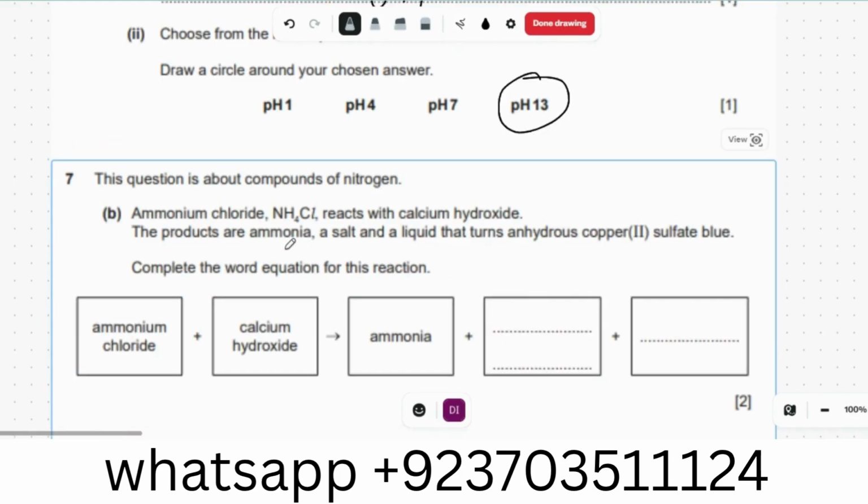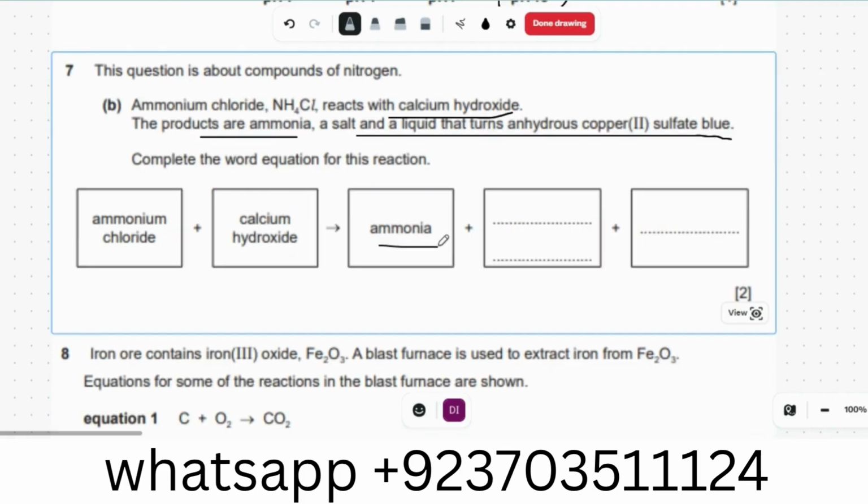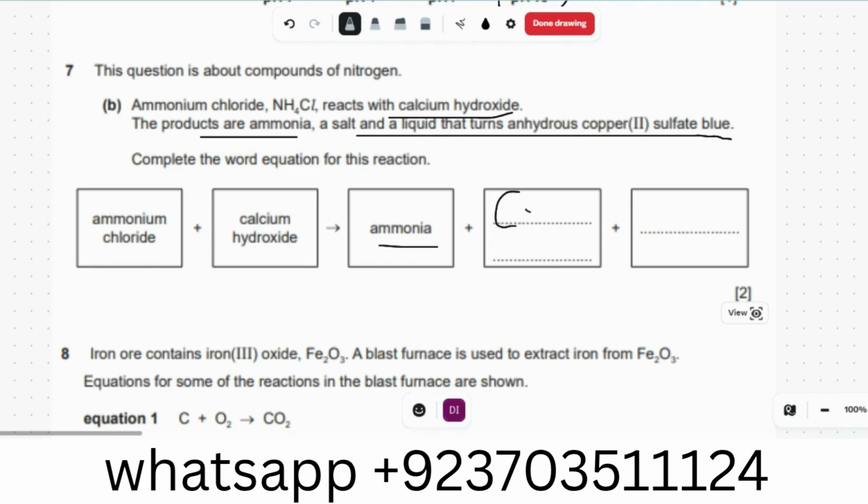The question about a compound of nitrogen: ammonium chloride reacts with calcium hydroxide to produce ammonia, a salt, and a liquid that turns anhydrous copper sulfate blue. What would be the products? First is ammonia, we know that. Second is calcium chloride, CaCl2, and the last one is water, because it turns the anhydrous copper sulfate blue, so we need water.